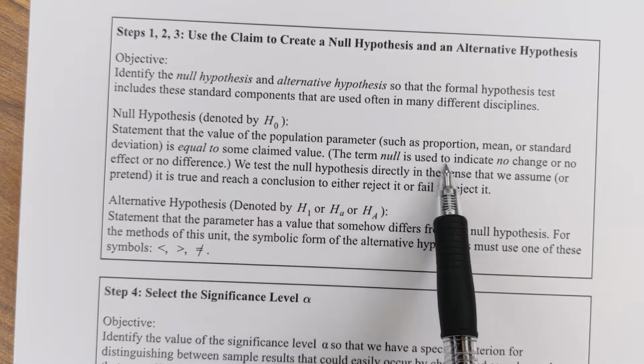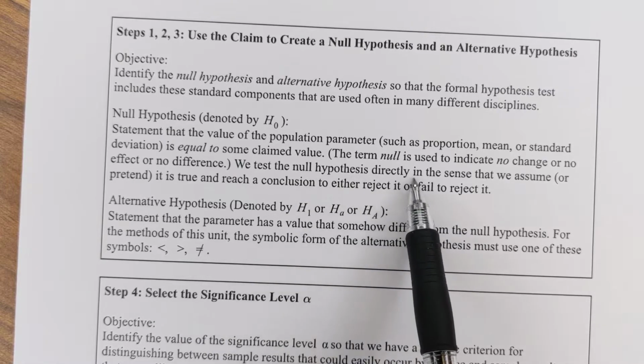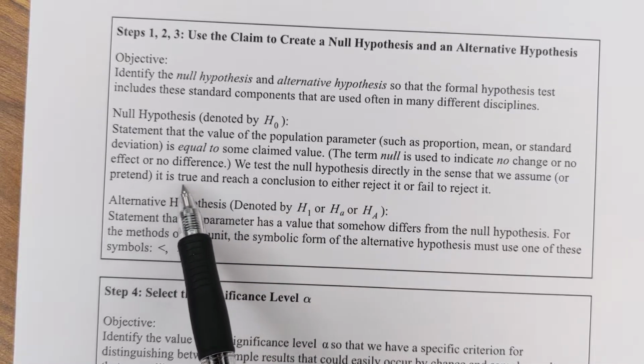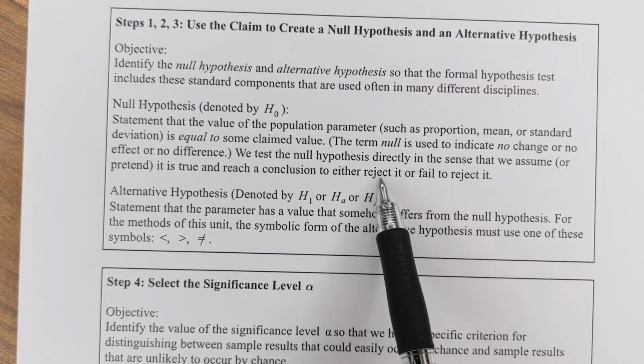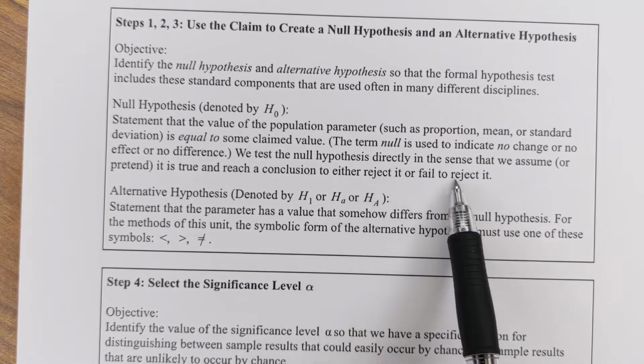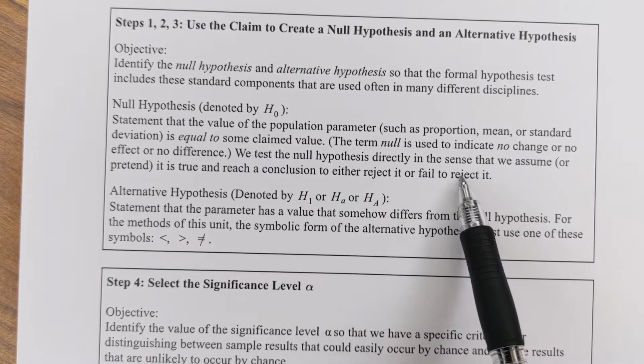The term null is used to indicate no change or no effect or difference. We test the null hypothesis directly in the sense that we assume or pretend that it's true and reach a conclusion either to reject it or fail to reject it. Now, if you notice, these words are kind of important. We can reject it, which means that we say that it's false. Fail to reject doesn't say that it's true, it just means we can't say that it's false, and that's not actually the same thing.